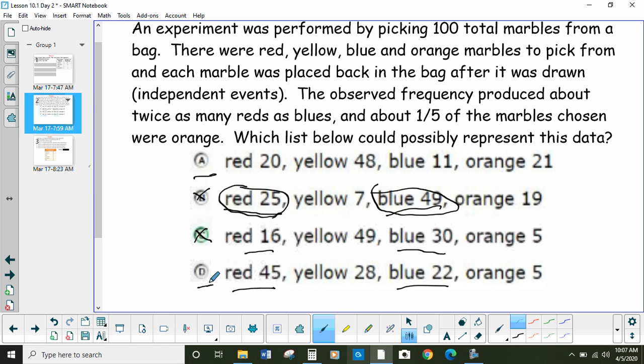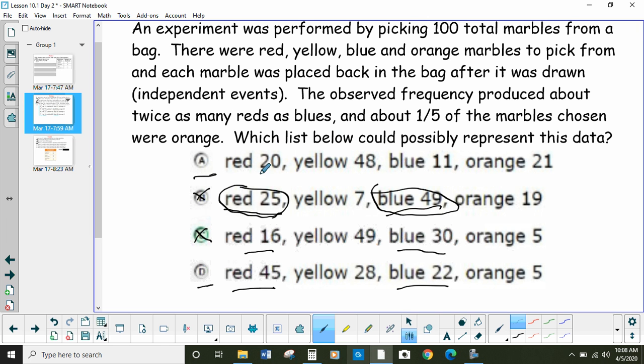The next one says 1/5 of the marbles chosen were orange. There we go. So we're only looking at A and D, right? We're not worried about B and C because those can't work because of the first stipulation. So it says 1/5 of the marbles chosen were orange.